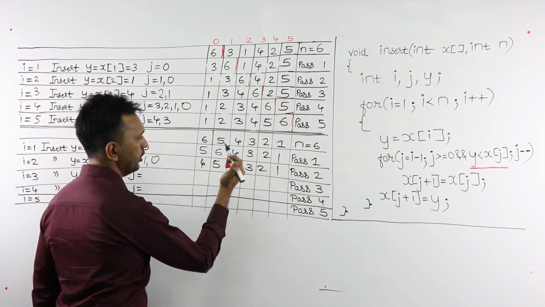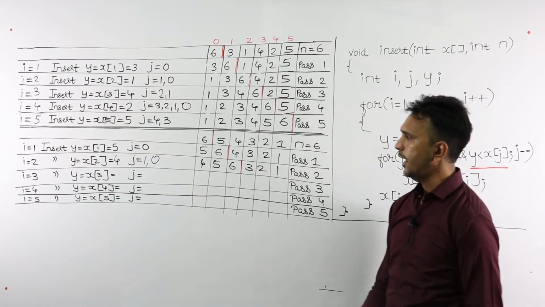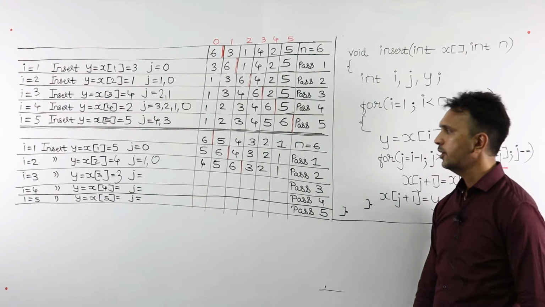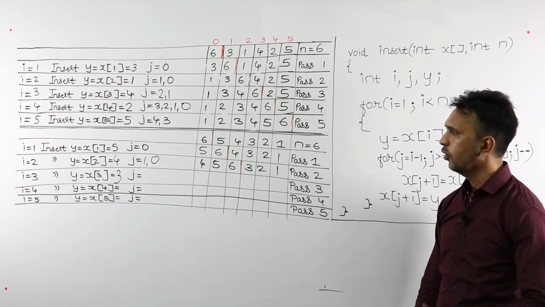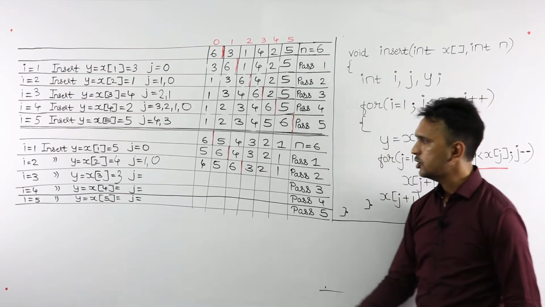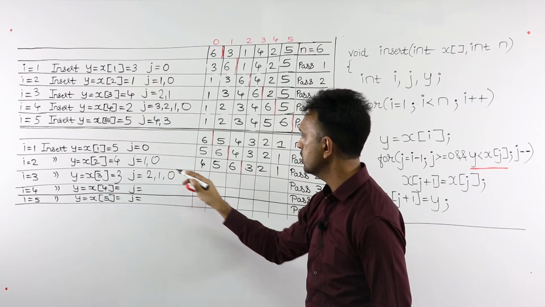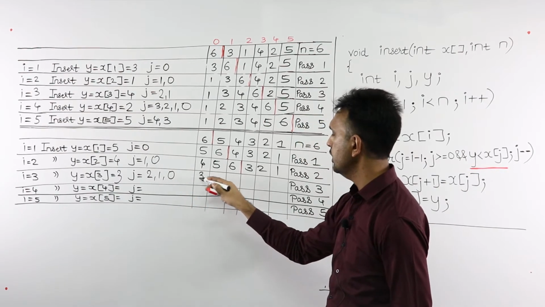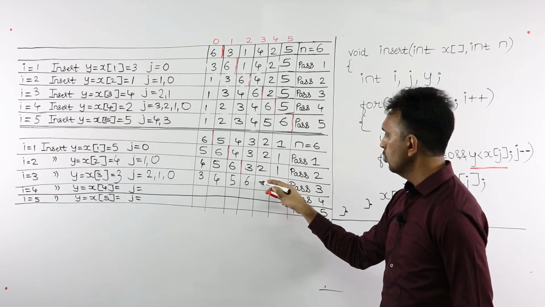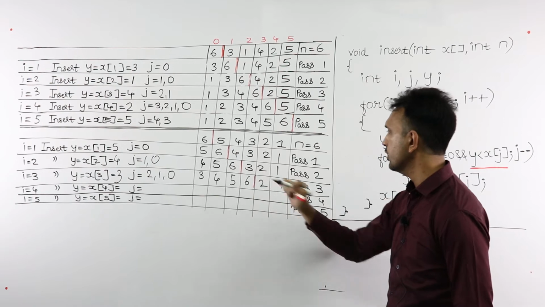Imaginary wall over here. Now, who is the next y? The next y is 3. Is 3 less than 6? True. Less than 5? True. Less than 4? True. J equal to 2, 1, 0. So, this will be 3, 4, 5, 6, 2, 1. Imaginary wall after 6.